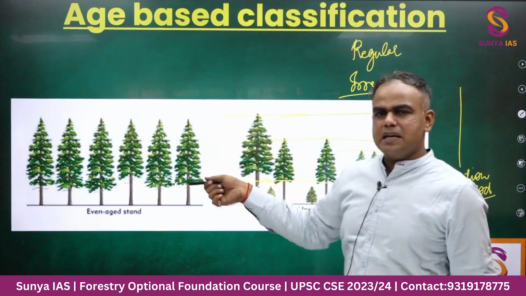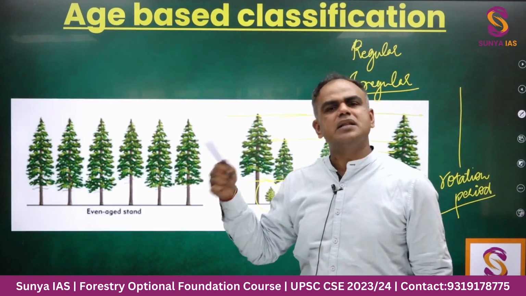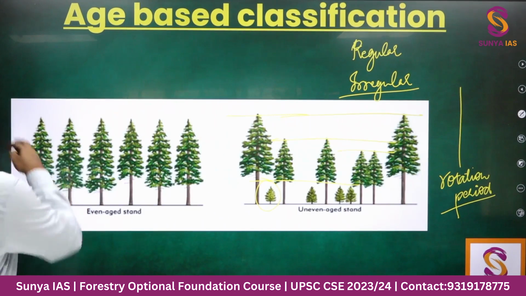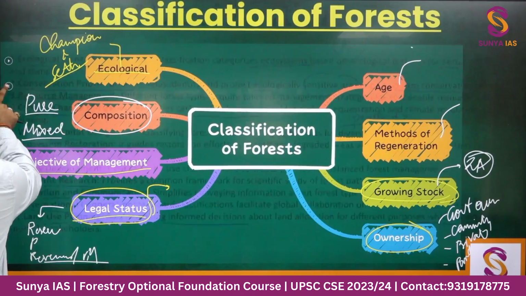Okay, if you have a single species which is occupying more than 80%, that will be a pure forest. That is based on the composition. Otherwise, it will be uneven aged. All right. So I hope this part is also very clear to you.